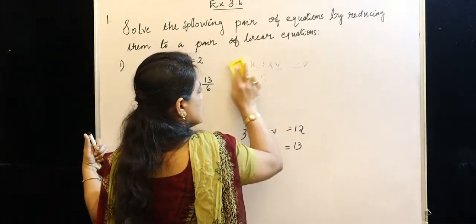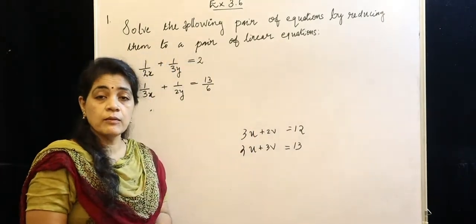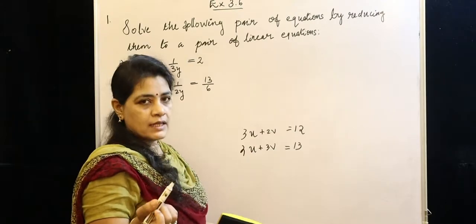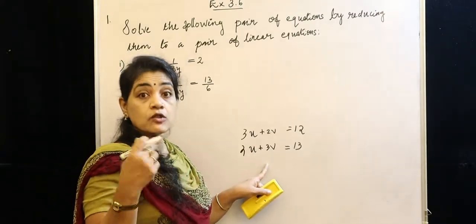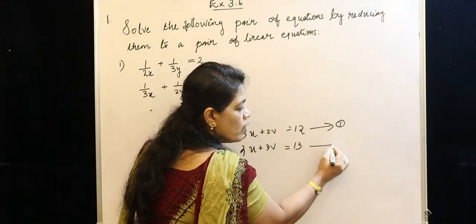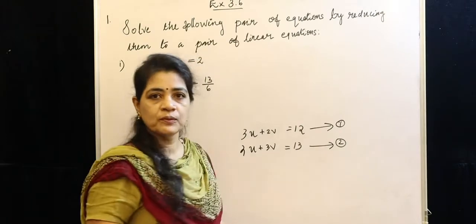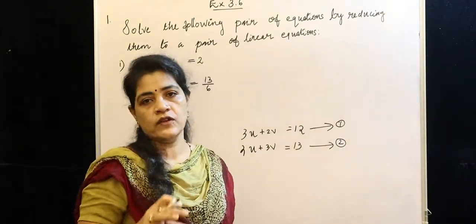So this is the pair of linear equations in two variables after substituting 1 by x as u and 1 by y as v. And the next step is the solving part. So I am giving this as equation number 1 and this is equation number 2. So this is the way, children, to make the coefficient the same.